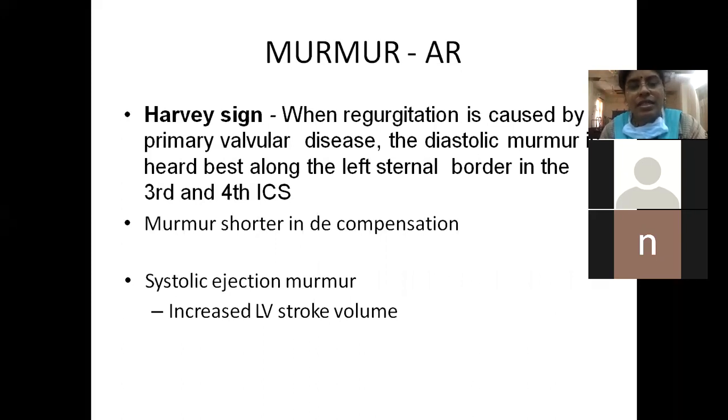If the murmur is best heard along the left sternal border, that is the third or fourth intercostal space, you have to suspect there is a primary valvular pathology, that is, aortic regurgitation mainly due to valvular abnormality, that is called Harvey's sign. If the murmur is best heard on the right side, right third and fourth intercostal spaces, probably you suspect there is aortic root dilatation. Okay, aortic root involvement, aortic root dilatation, ascending aortic aneurysms, anything that produces the AR. So, in a decompensated state, the murmur may be shortened.